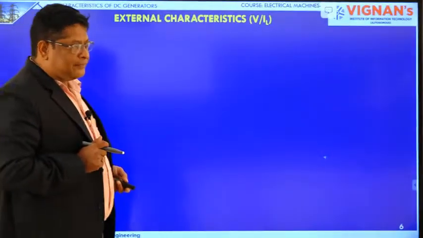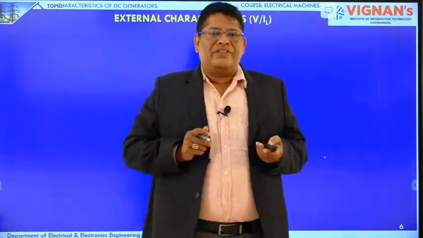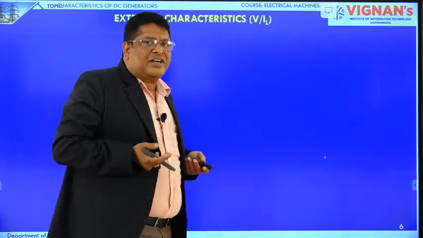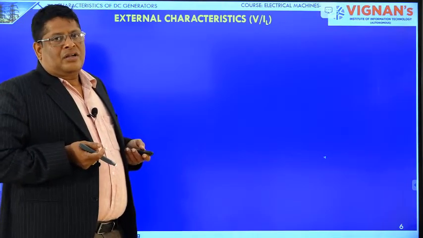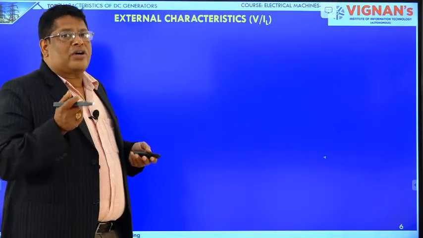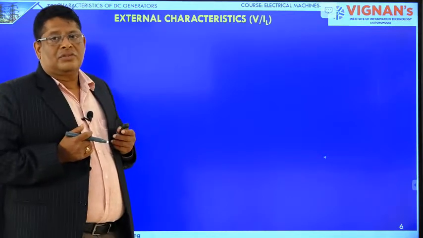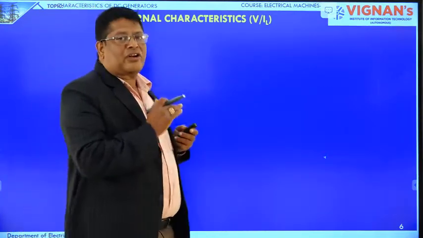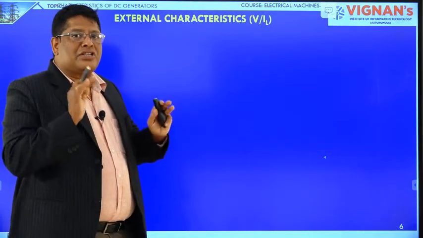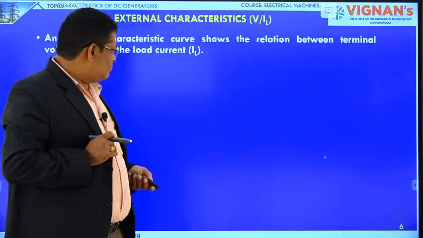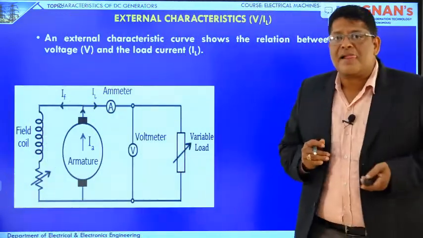External characteristics. It is a curve drawn between the voltage across the generator and the load current. We should connect some amount of load across the generator. So before connecting a load across a generator, first we have to make the generator reach the rated voltage.